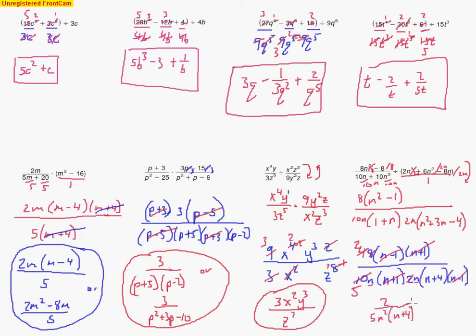And that's the answer. If you multiplied that out in the denominator, you could also have 2 over 5n to the third plus 20n squared. Either of those answers would be fine. So those are the types of problems that you'll see on tonight's homework. Good luck.